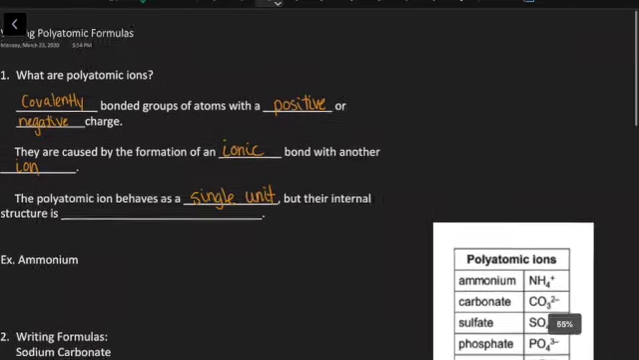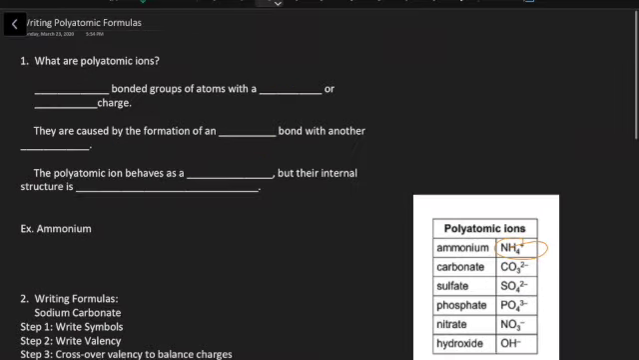So, like this ammonium over here, NH4, and it creates a positive charge, NH4. That behaves as a single unit. So this stuff can never change. If it is ammonium, all those will always stay together, just like that. Okay, so they seem like a single element or a single unit, but if you were to look in closer, the structure is actually very complex.